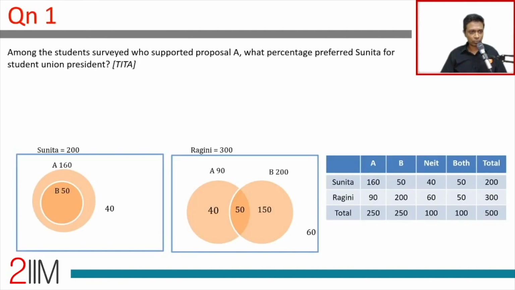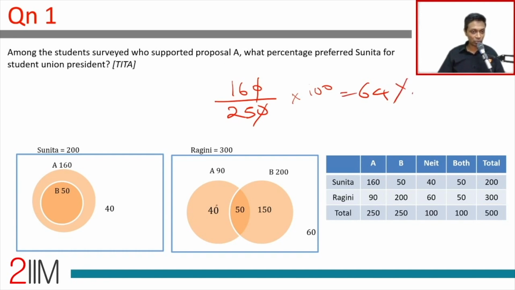Let's look at questions. Among the students surveyed who supported proposal A, what percentage preferred Sunita for student union president? Among those who supported proposal A is 250. Among this, what percentage preferred Sunita? So out of 250, what percentage is 160? 16 by 25 into 100, or 64%. 100 by 25 is 4, 16 times 4, so 64%.